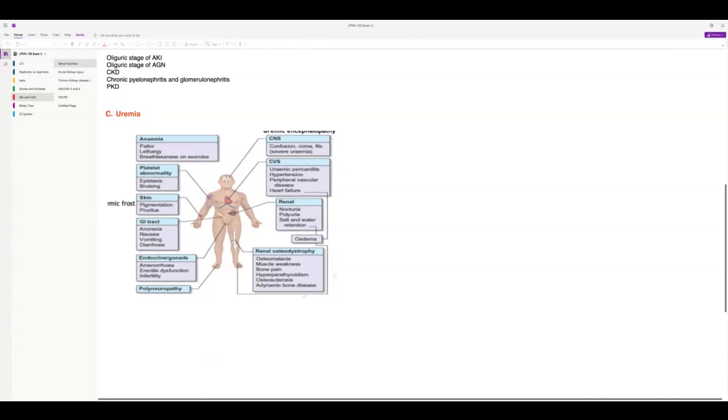They're going to have anorexia, nausea, vomiting, and diarrhea. They're going to be confused. That's why we give them low protein, so they don't get confused. And then also they can get heart failure. Because of the low calcium and high phosphorus, they can get pathological fractures because they're going to be prone to broken bones.